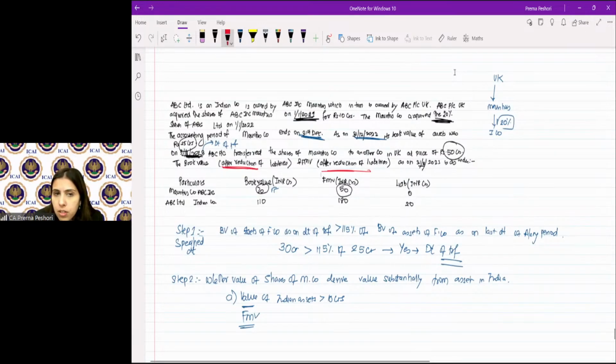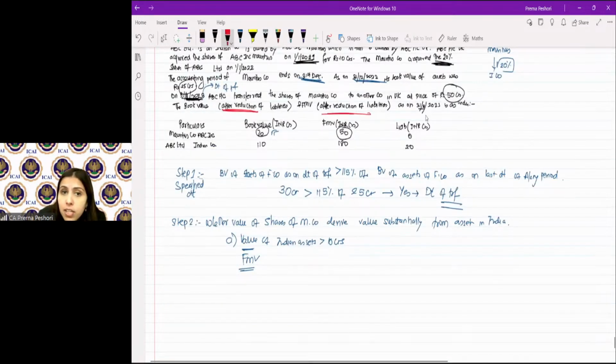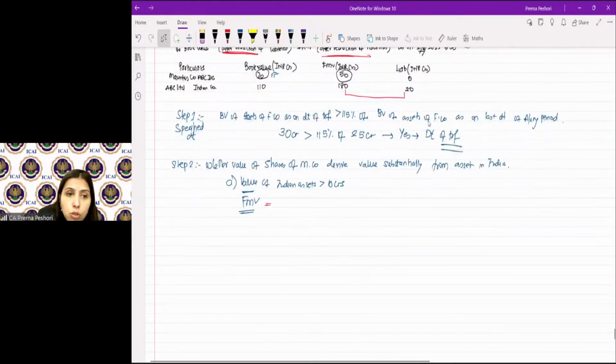Is that clear? So here, what is my FMV? FMV will not be 180 crore, students. FMV without reducing the liability will be 180 plus 20, which will be 200 crores. So 200 crores will be my FMV over here, students. Is this clear? So whether this exceeds 10 crores, the FMV of the Indian assets? Answer is yes. So the first condition is satisfied.